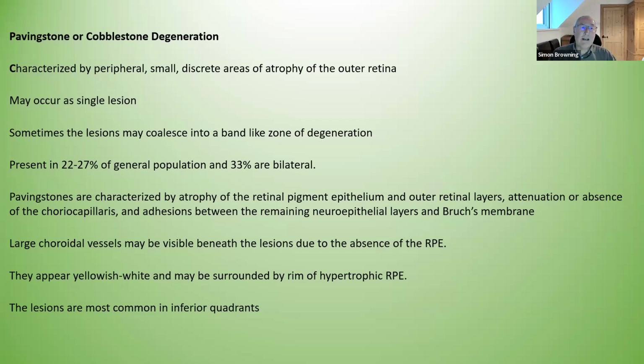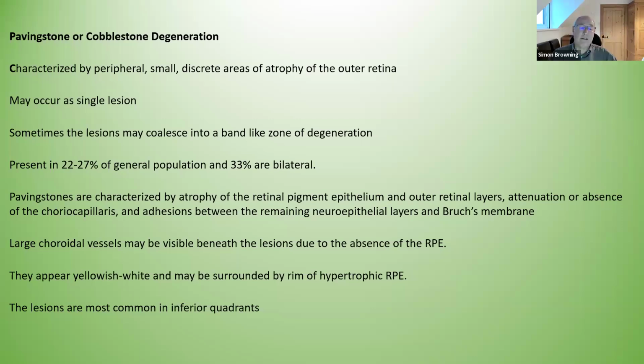Just drilling down a bit more into these degenerations, these are characterized normally by discrete areas of atrophy of the outer retina. They do occur singly. As you can see, they're present in up to 30% of the general population, and 33% of those are bilateral, but are going to increase with age as well. So look for the large choroidal vessels underneath through the RPE.